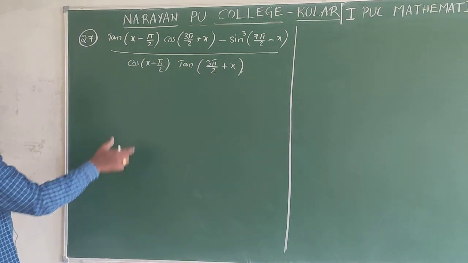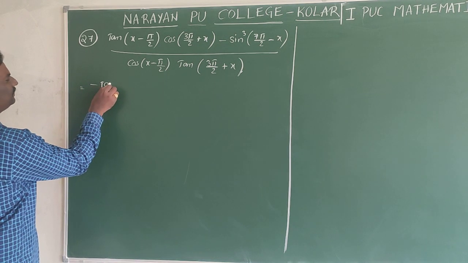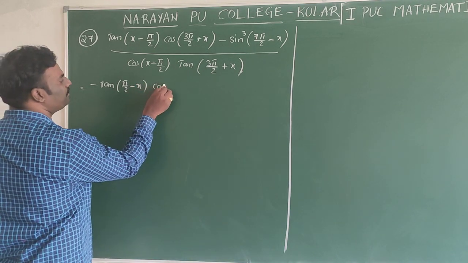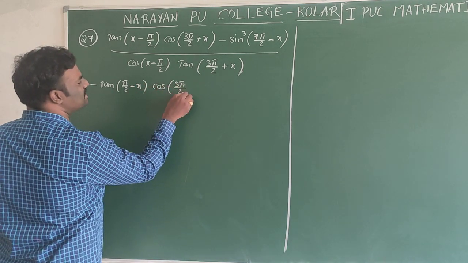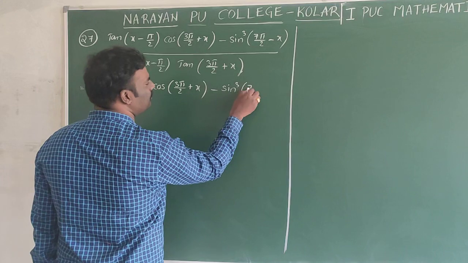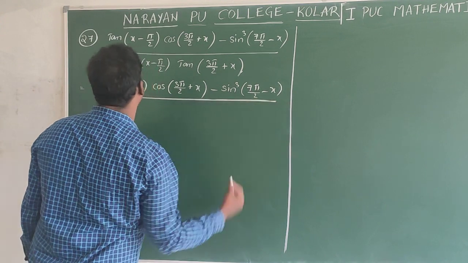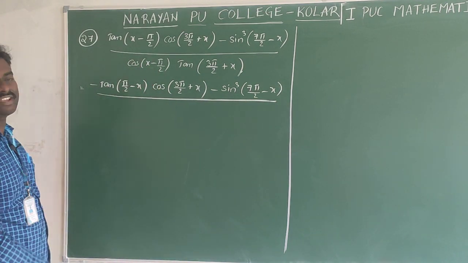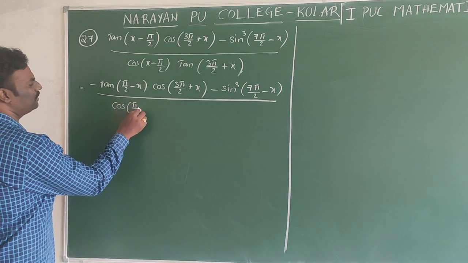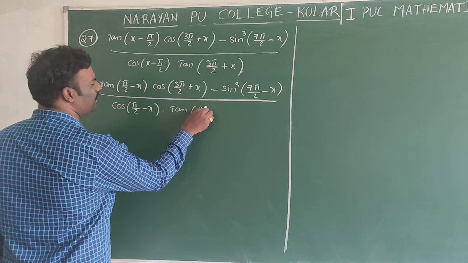So, if you take minus common here, tan of minus theta is nothing but minus tan theta. Cos 3 pi by 2 plus x minus sin cube 7 pi by 2 minus x by denominator. Here if you take minus common, cos of minus theta is cos theta only, that is why minus will not come, pi by 2 minus x into tan 3 pi by 2 plus x.